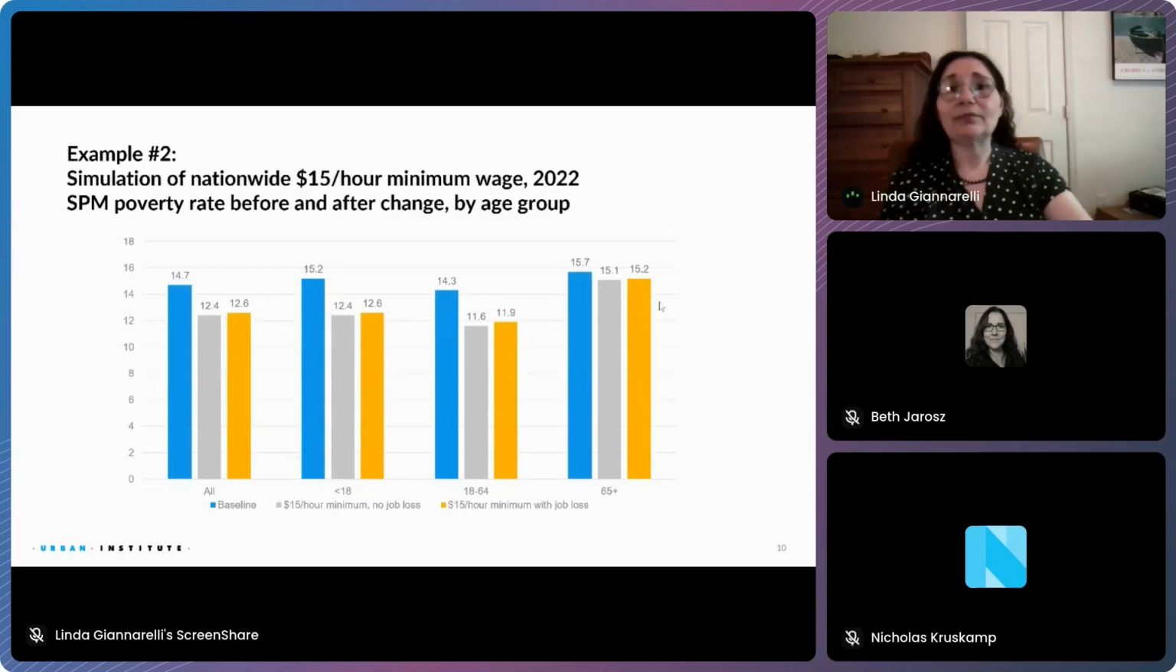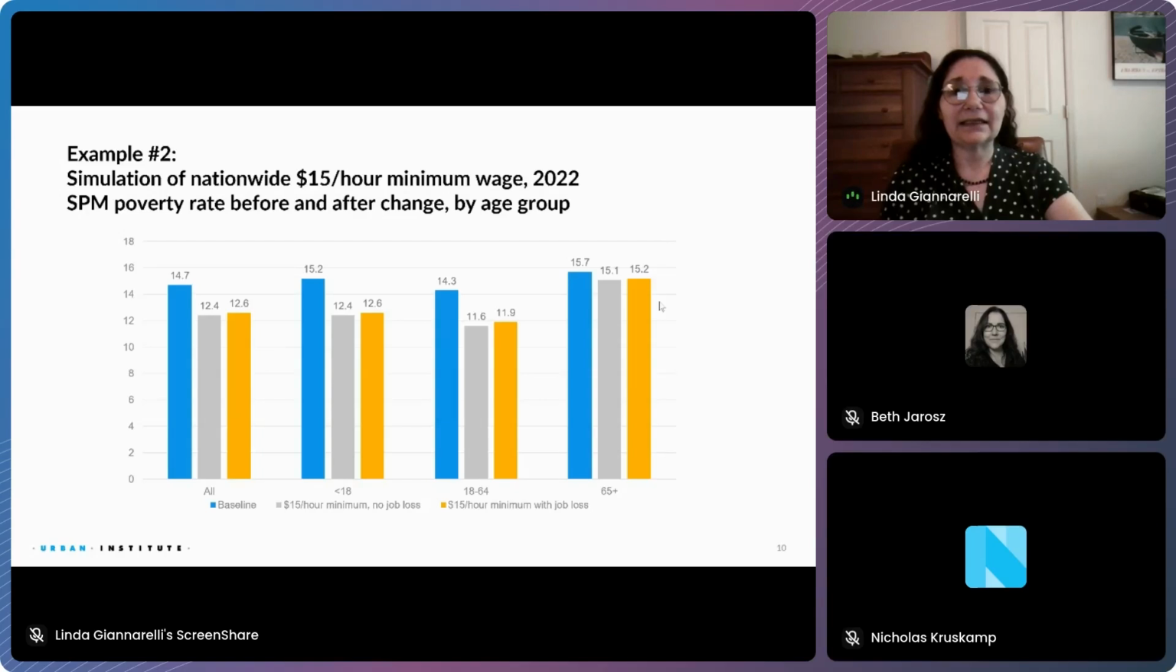Second example, from about a year ago, a simulation of a nationwide $15 an hour minimum wage. SPM poverty before and after the change, again by age group. Here you see that the poverty reductions are a bit smaller.